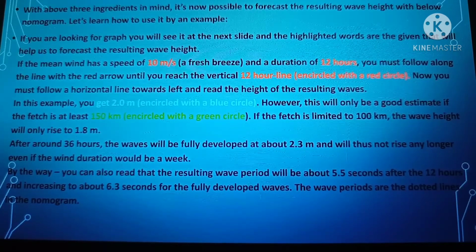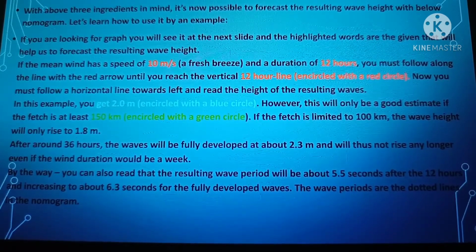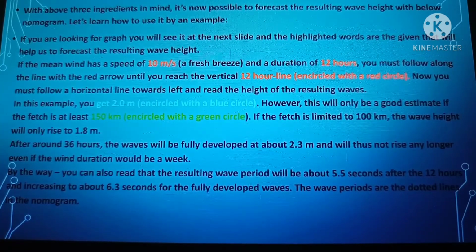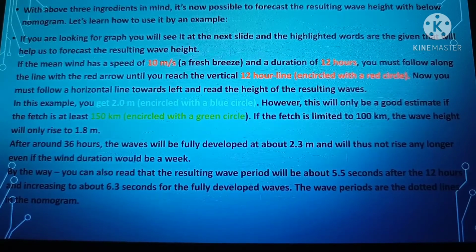After around 36 hours, the waves will be fully developed at about 2.3 meters and will thus not rise any longer, even if the wind duration would be a week.